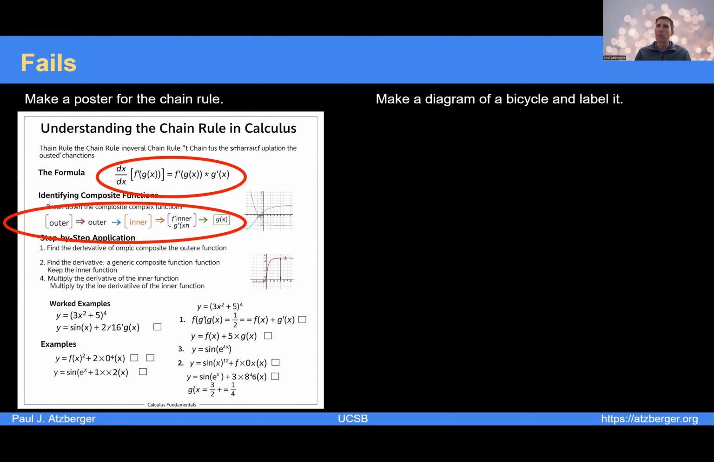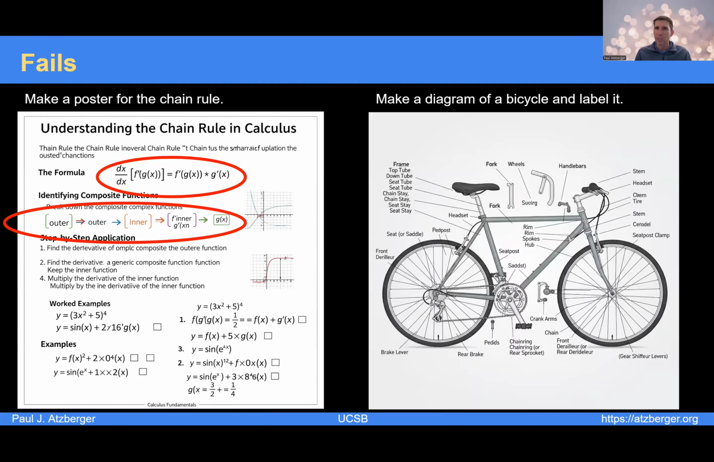And then again, in the pro mode also said, hey, make a bicycle and label it. And so apparently that's the seat post clamp. That's some, I think, made up word there. And then down here, that's where the chain is.